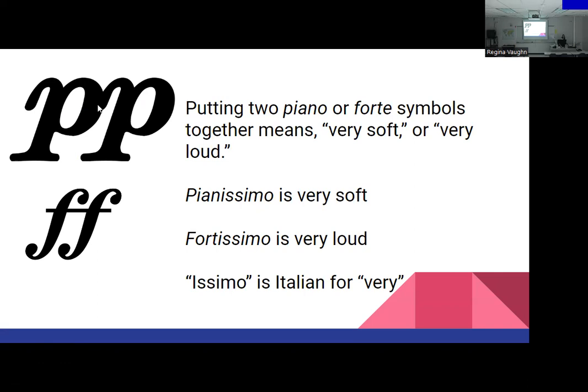If I put two P's together, I get pianissimo, which is very soft. If I put two F's together, I get fortissimo, which is very loud. Issimo is Italian for very. So loud very. Soft very, loud very.